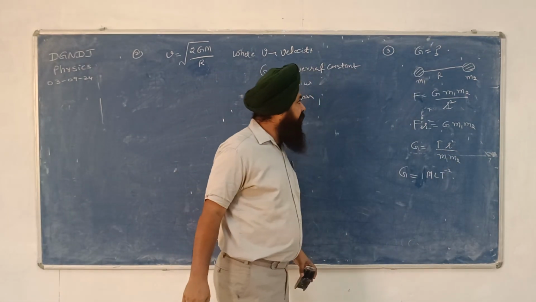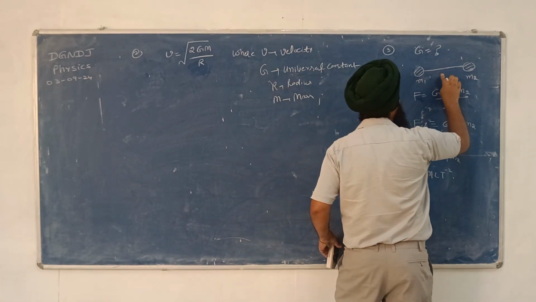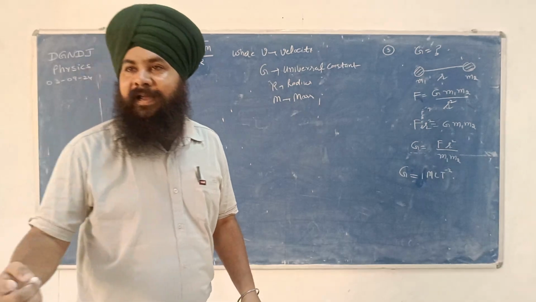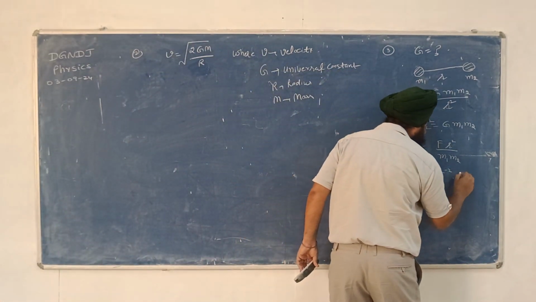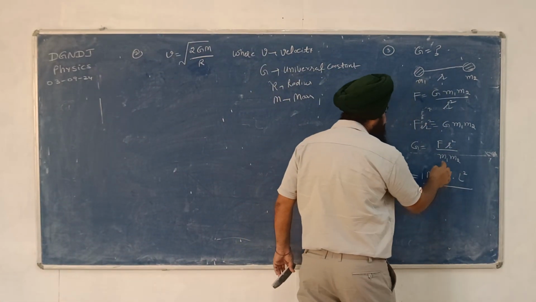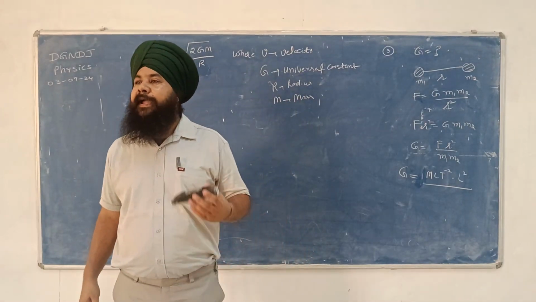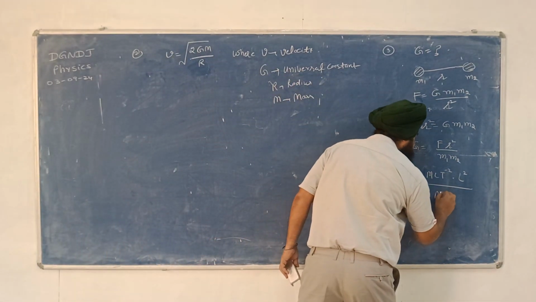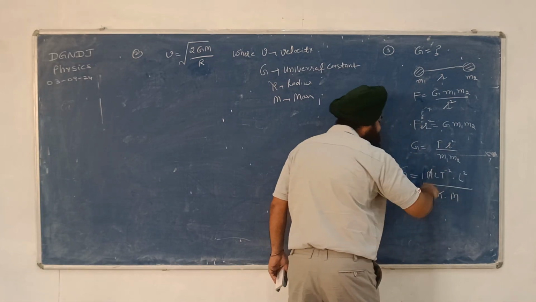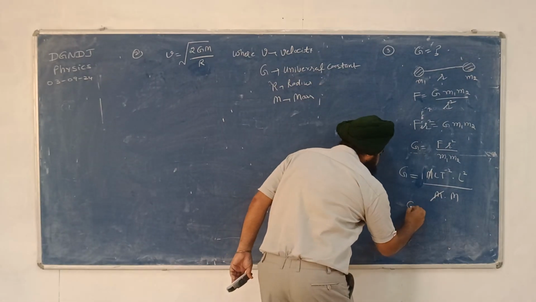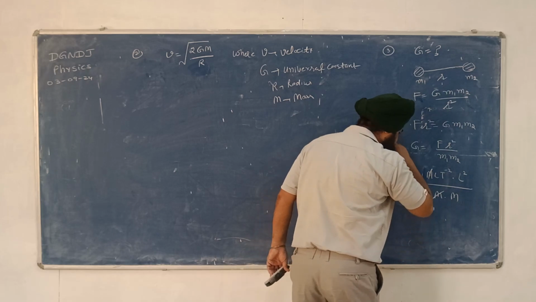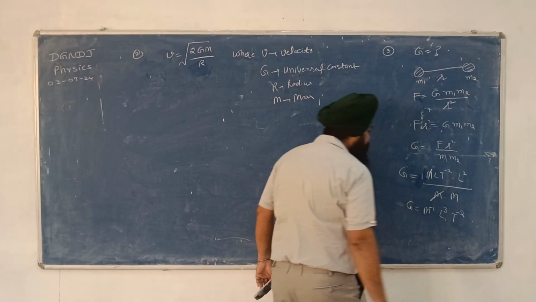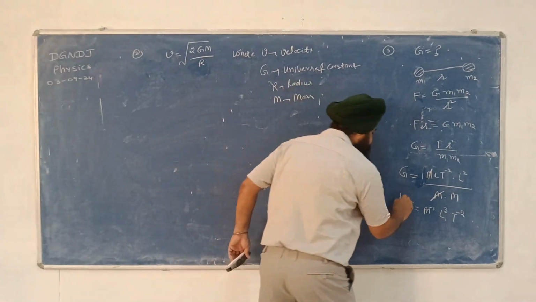What is the dimensional formula of r? Distance is measured in L, so this is L square divided by the dimensional formula of m1, capital M, and m2, capital M. So M into M, M will cancel with M. So the dimensional formula of G is M minus 1 L cube T minus 2. So this is the dimensional formula of G.